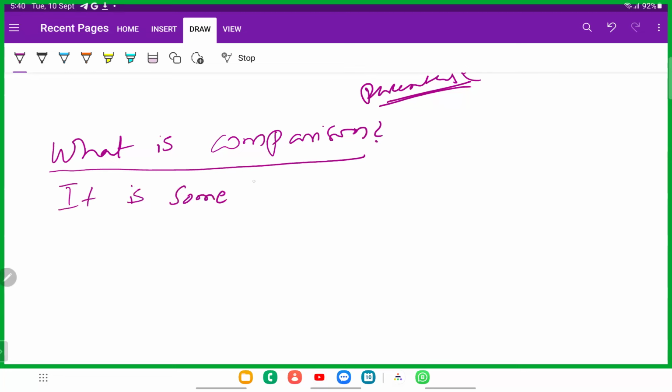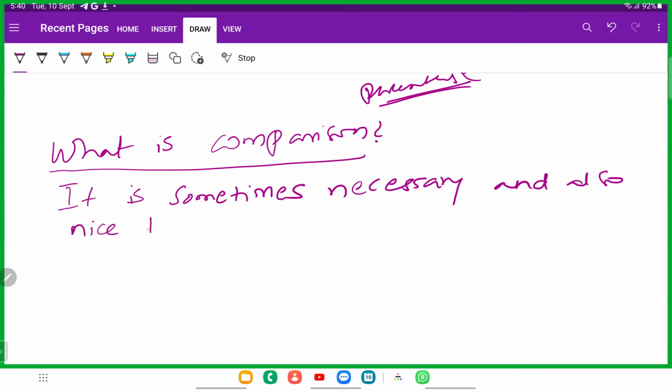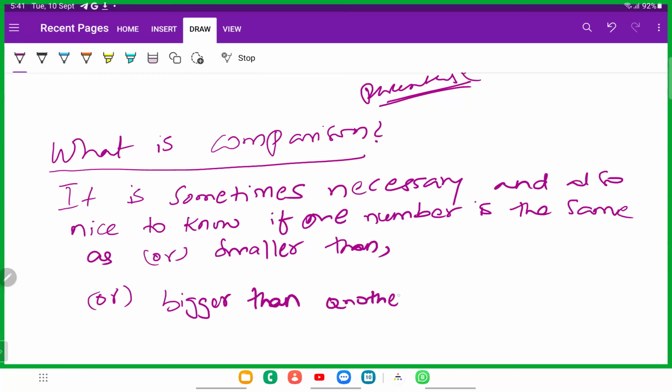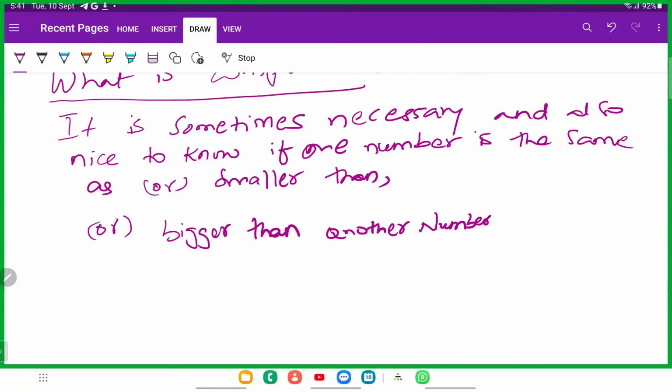It is sometimes necessary and also nice to know if one number is the same as, or smaller than, or bigger than another number. So basically we will use some signs to compare.